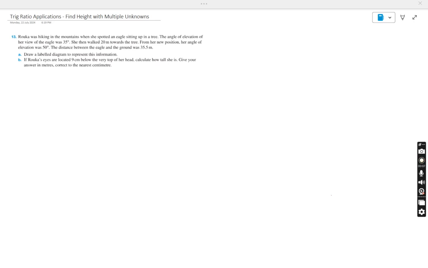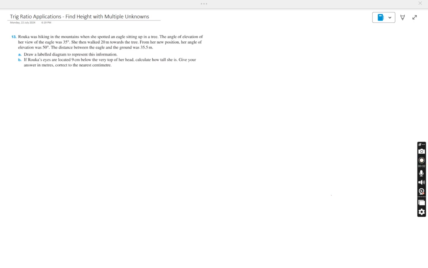So Ruka was hiking in the mountains when she spotted an eagle sitting up in a tree. The angle of elevation of her view of the eagle was 35 degrees. She then walked 20 meters towards the tree. From her new position, her angle of elevation was 50 degrees. The distance between the eagle and the ground was 35.5 meters.